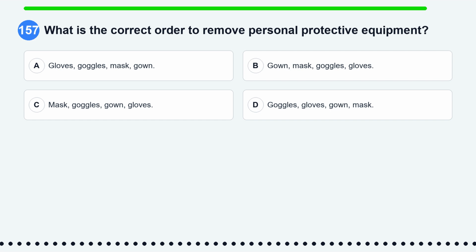Question 157. What is the correct order to remove personal protective equipment? Option A, gloves, goggles, mask, gown. Option B, gown, mask, goggles, gloves.